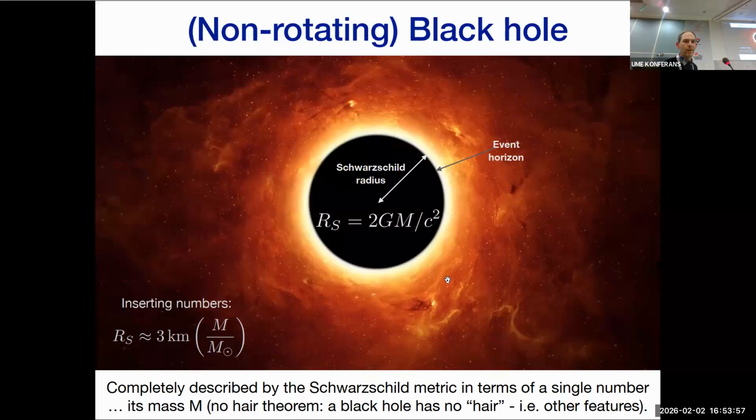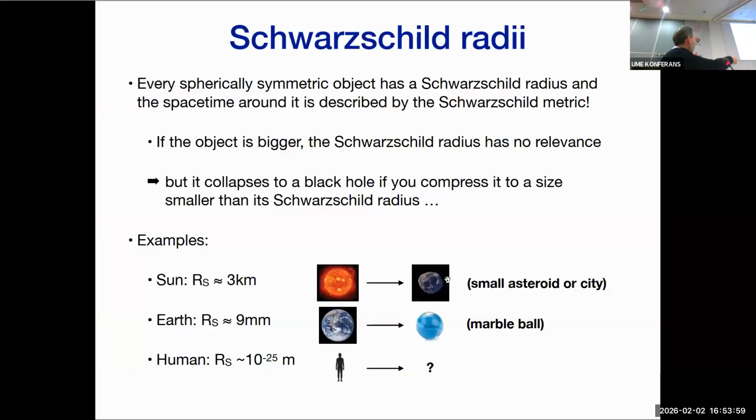And then you have the size, the Schwarzschild radius, which is roughly 3 kilometers times the mass of that object in solar masses. And so for different objects, you can then ask how big is that? For instance, for the Earth, the Schwarzschild radius is not even a centimeter. So it's basically a marble ball. If you shrink the Earth to the size of a marble ball, it will collapse to a black hole. But it's much bigger, so it doesn't really play a role. But nonetheless, the Schwarzschild metric describes the space-time around the Earth, or around any static object. Okay?